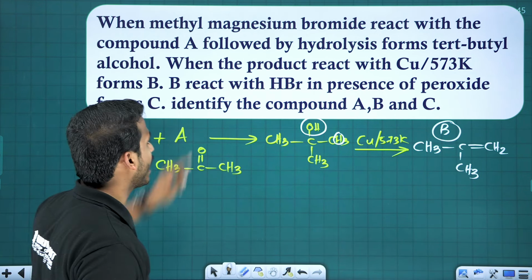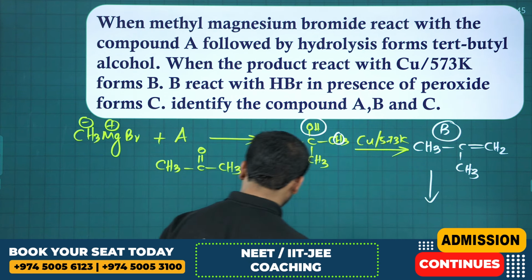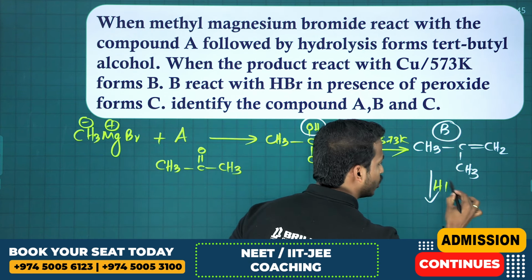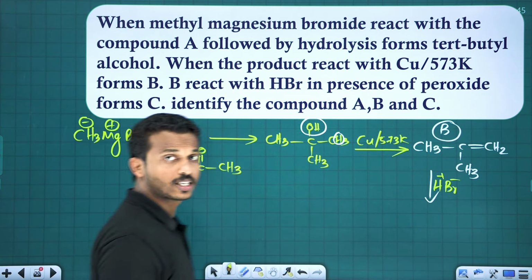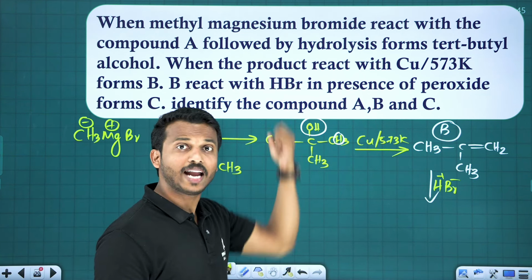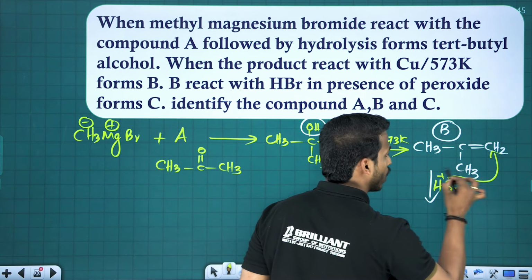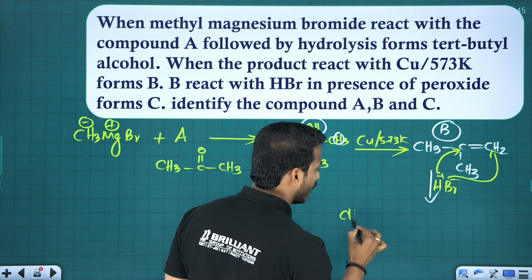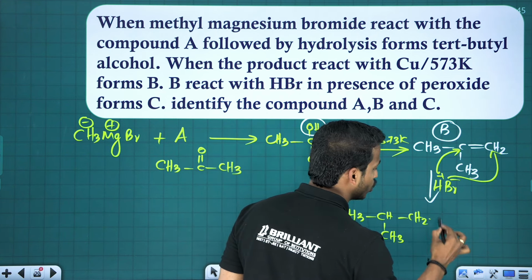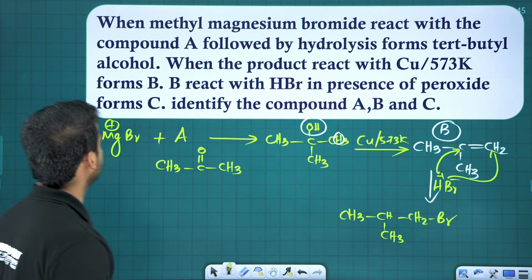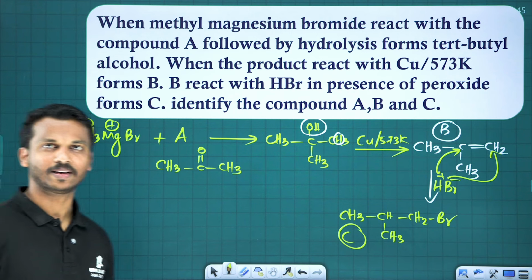Next. B reacts with HBr in presence of peroxide, forming C. What does presence of peroxide mean? Anti-Markovnikov's rule. The negative part goes to the carbon with more hydrogen, and H plus goes to the carbon with less hydrogen. We get CH3, CH, CH3, and then we have CH2Br. This is B, this is C. Identify the compounds A, B, C. Clear all?